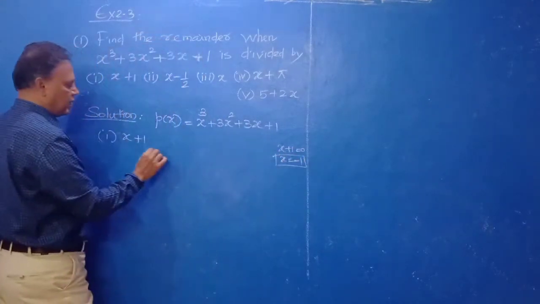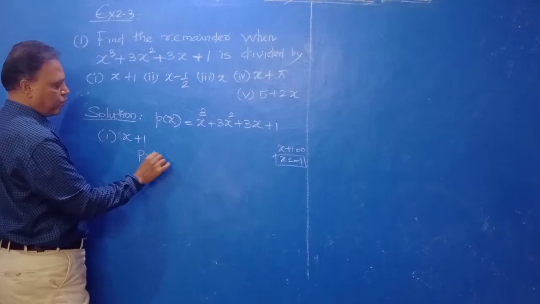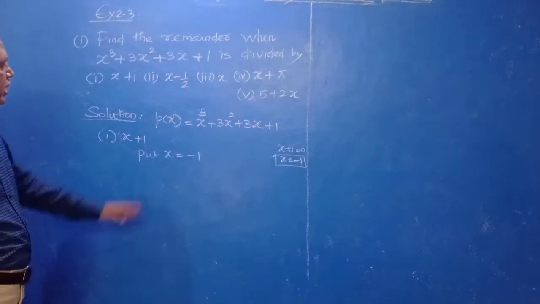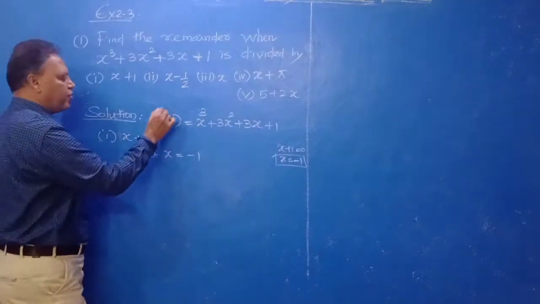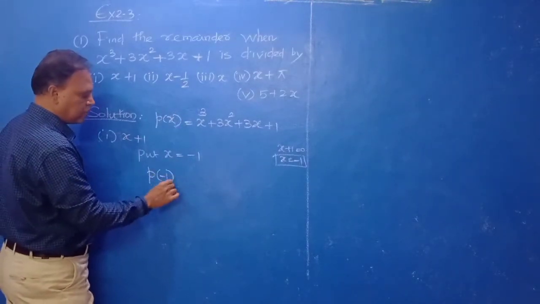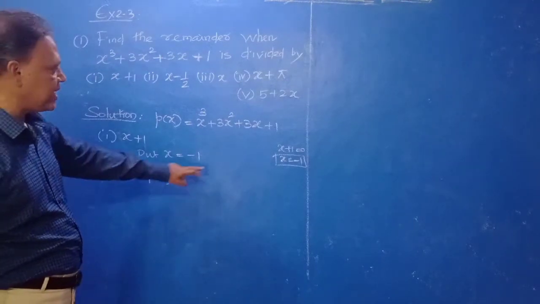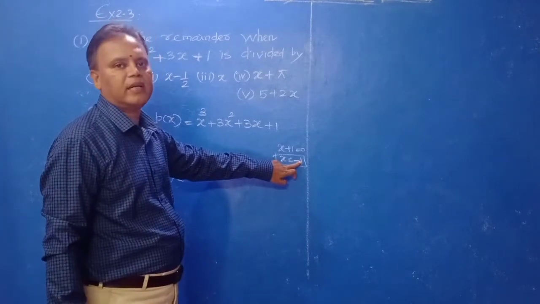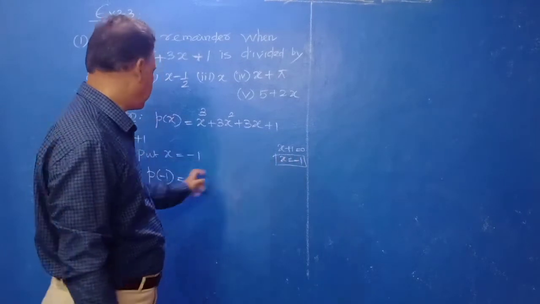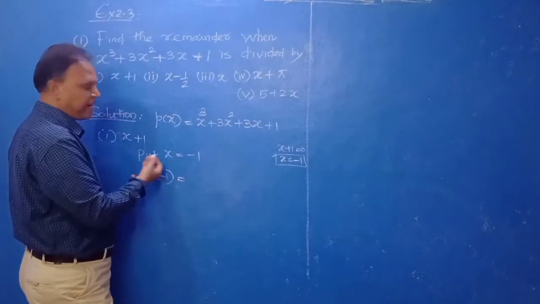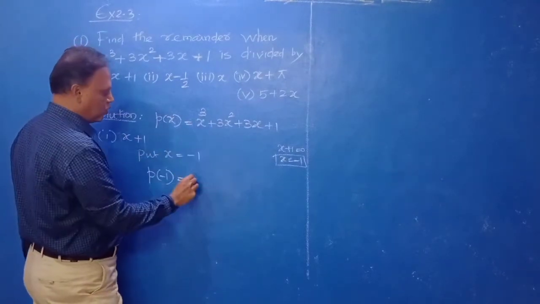So put x is equal to minus 1, so that you will get the remainder, therefore P of minus 1. That is what the remainder theorem says. Clear? P of a, so that a we are finding here. In place of x you put this a. Minus 1 means this is the remainder. So replace it.